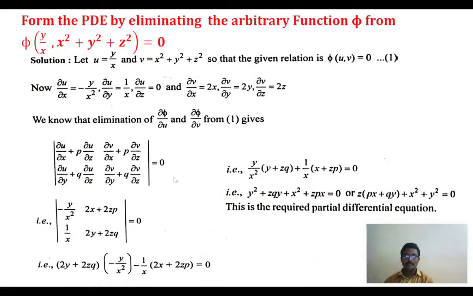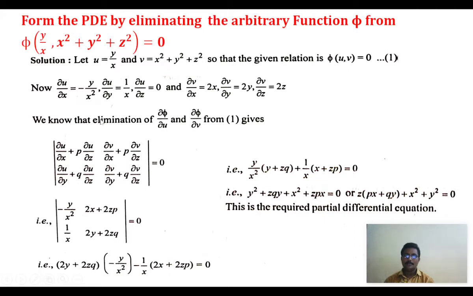Another problem: form the partial DE by eliminating the arbitrary function phi from phi of (y by x, x square plus y square plus z square) is 0. Let u is y by x and v is x square plus y square plus z square, so that the equation becomes phi of (u, v) equal to 0.